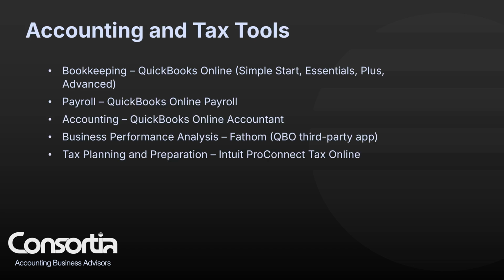Okay, so as far as accounting and tax tools, we use bookkeeping. For bookkeeping, we use QuickBooks Online, either Simple Start, Essentials, Plus, or Advanced. And if I haven't said this, our website for Consortia Small Business Accountants is consortiasba.com. Now, I tell you that because I want you to go there and look at what we do, because you can glean a lot of things, especially as you hear it explained in these presentations, of how it'll help you.